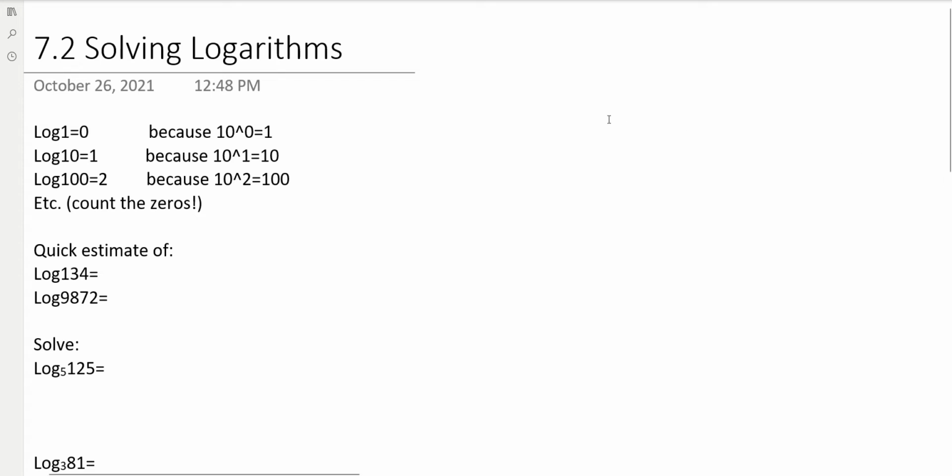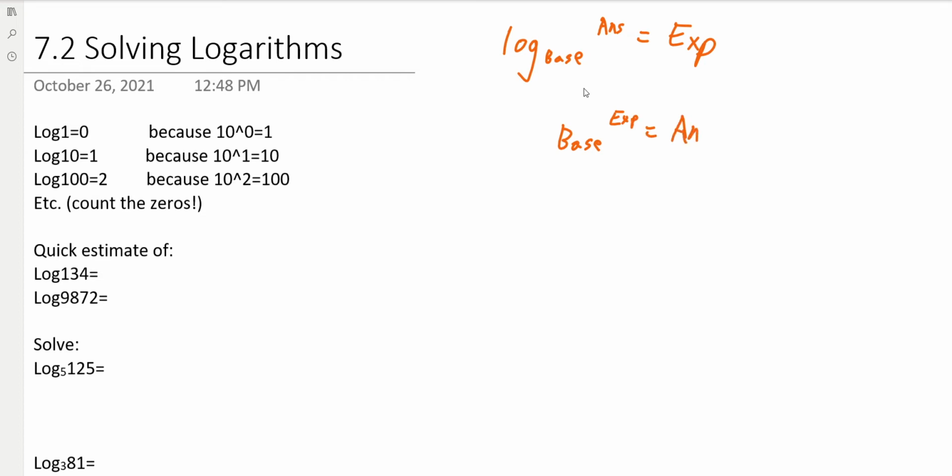Alright, so just to start off here, I just want to remind you guys that logarithms, based off of 7.1, have the base down here, they have the answer up here, and that equals the exponent. So basically what that means is that we have a base, right? We have an exponent, and that equals the answer. That's a normal exponential function. So with a logarithm, it's kind of flipped. This is the way to get the exponent by itself and solve for the exponent.